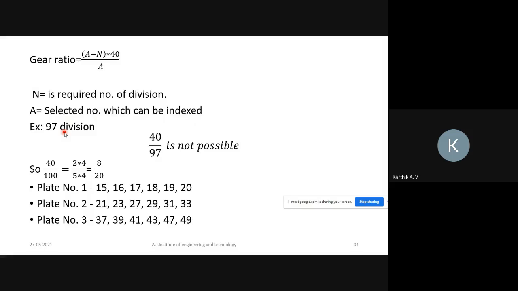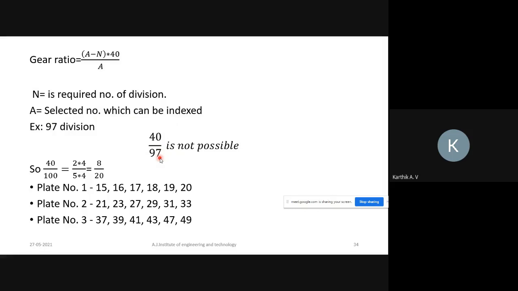But in very simple terms, you can make the division with the help of the differential indexing mechanism. The calculation is like this: 40 divided by 97, the formula is the same. Whether it is possible or not possible? It is not exactly divisible, so take an approximate value.